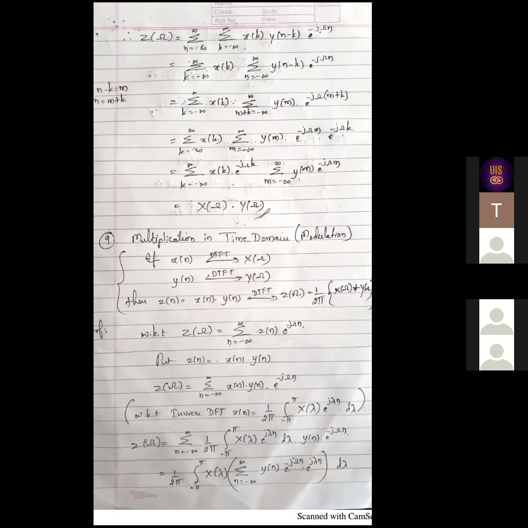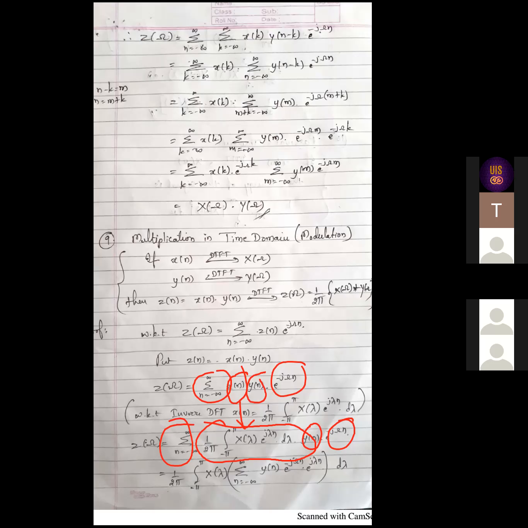What we will do is keep the summation as it is, with y of n and the exponential term as they are. Instead of x of n, I will substitute the inverse DFT formula: 1 by 2 pi, integration from minus pi to plus pi, x of lambda, exponential, d lambda. This is the formula for x of n.